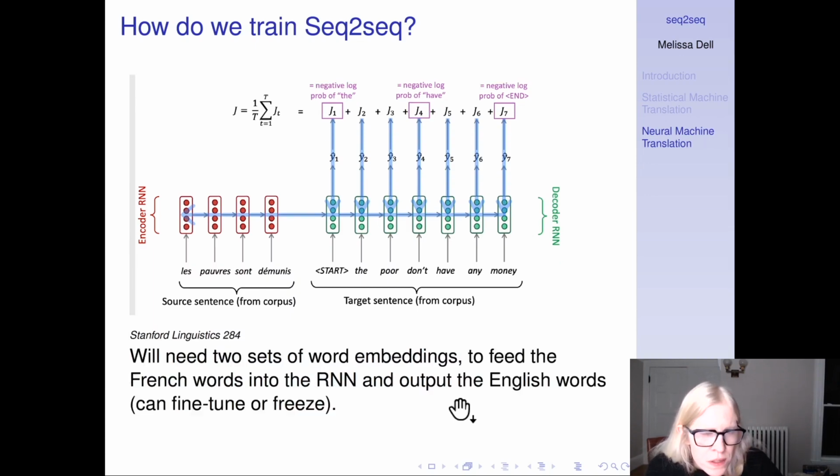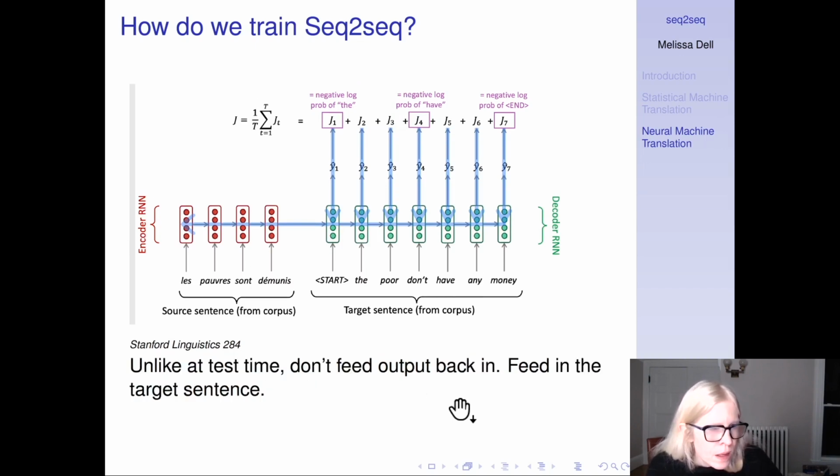We'll need two sets of word embeddings. So we need to be able to feed, say, the French words in this example into the RNN and output the English words. And unlike when we run this model at test time, where we don't feed the output back in, in training we feed in the target sentence.